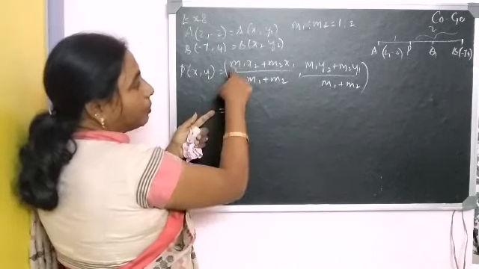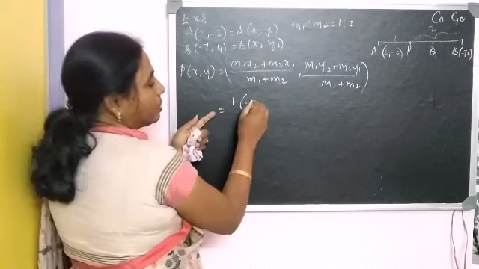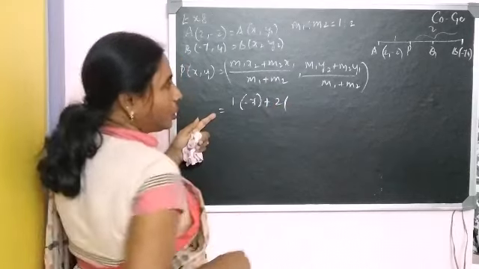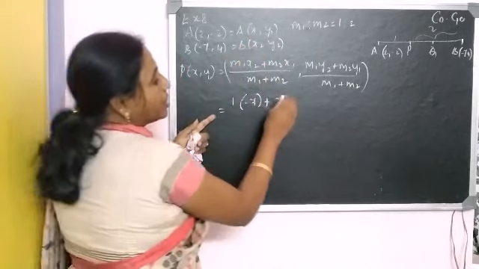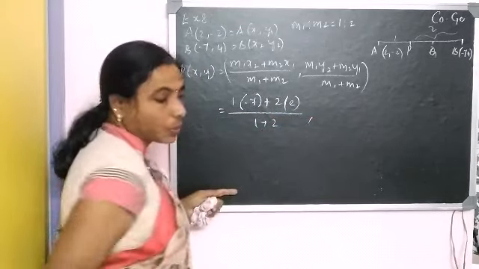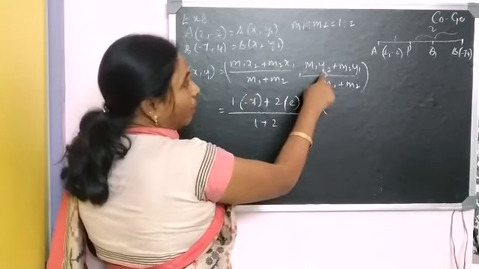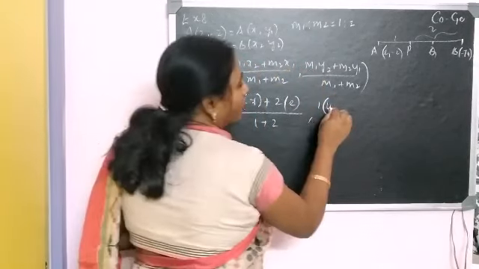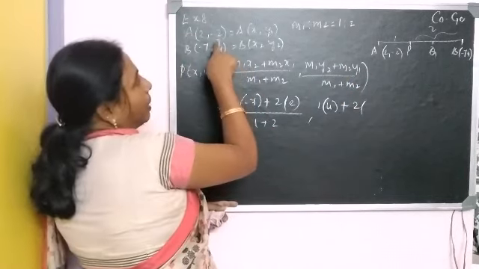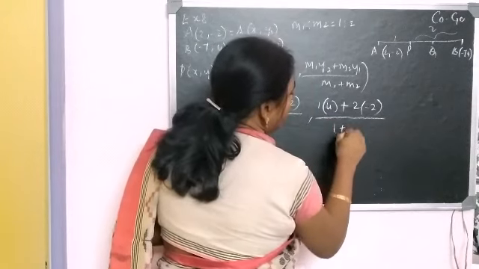P of x, y is equal to m1. m1 here is 1 into x2. x2 here is -7 plus m2. m2 here is 2 into bracket x1, here is 2, by m1 plus m2, 1 plus 2, comma, again 1 into bracket because m1 is 1, y2. y2 here is 4 plus m2. m2 is 2 into bracket y1. y1 here is -2, by 1 plus 2.